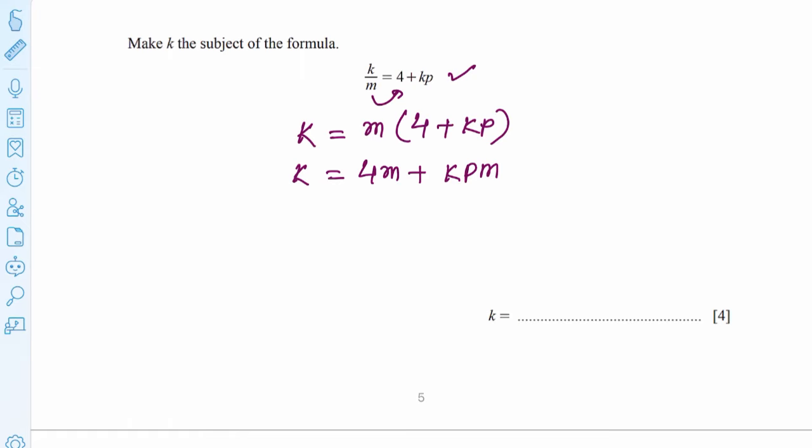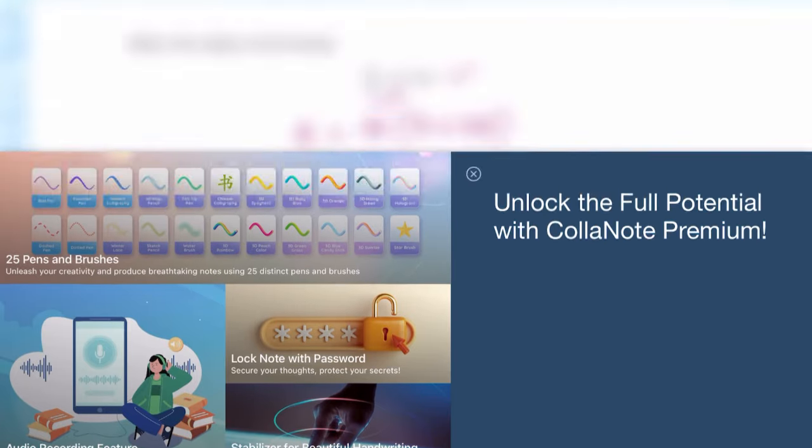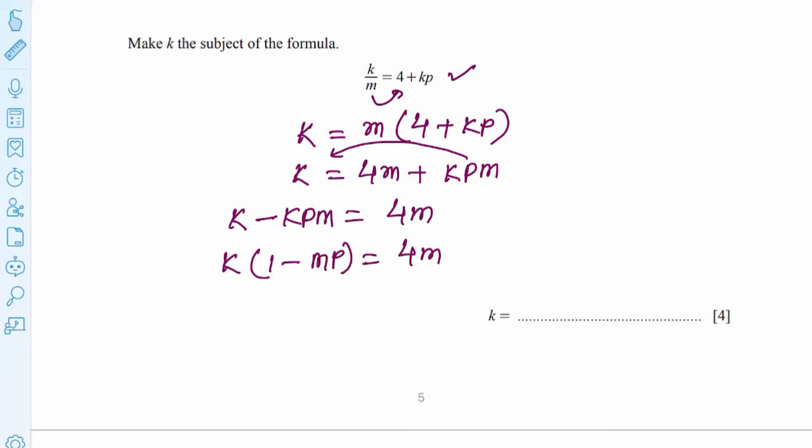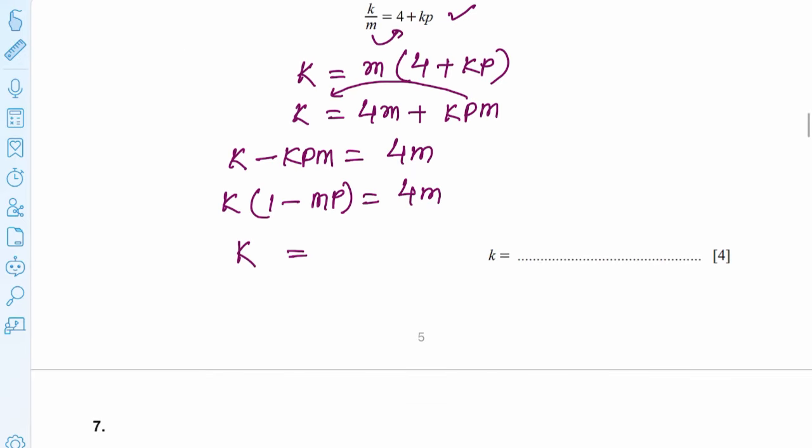As we are trying to find k as the subject, what I can do is move the k terms to one side, so k minus kpm equals 4m, right? From these two terms, if I take k common, I get k times 1 minus mp, or pm, it doesn't matter, same thing, equals 4m, right? So now to keep k as the subject, I move this term, and it will be 4m over 1 minus mp. So this is the answer: 4m over 1 minus mp. Got it, everyone, clearly? Yes.